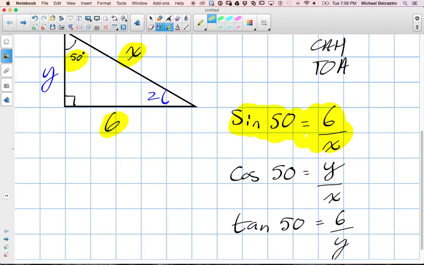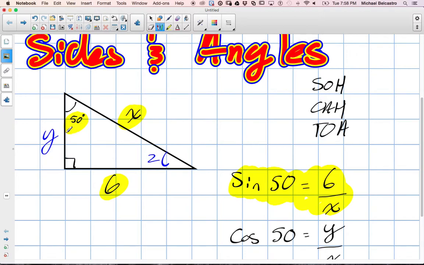As you get better and better at doing this, you'll start to realize, and for the next few I'll do that, that you'll go, okay, looking for the opposite and the hypotenuse, that's fine, I know to set that one up. But if you're unsure, you can set up all 3 and choose from the ones you want.